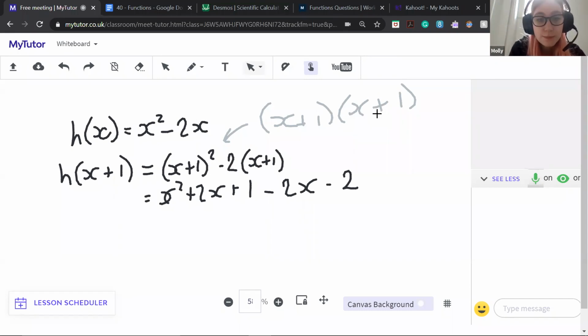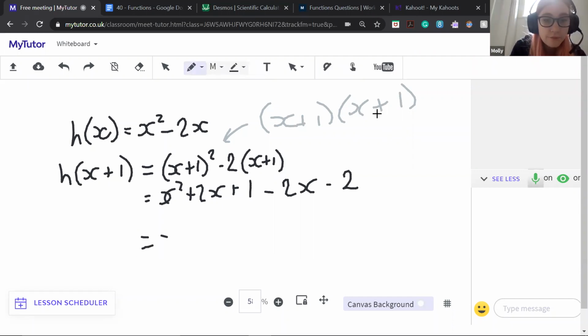And then we're just going to collect some terms. So there's only one x squared. The x terms cancel each other out. We've got a plus 2x and a minus 2x. And then we've got a plus 1 minus 2. So that becomes minus 1. So this is x squared minus 1. Yeah. So I think people did quite well at that.